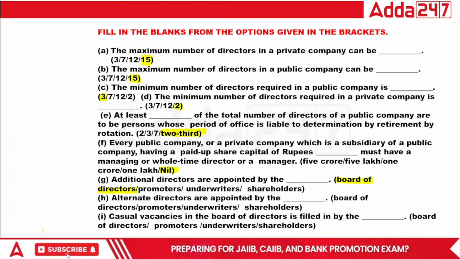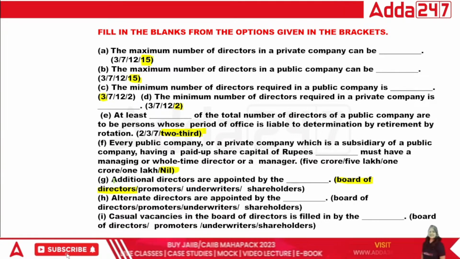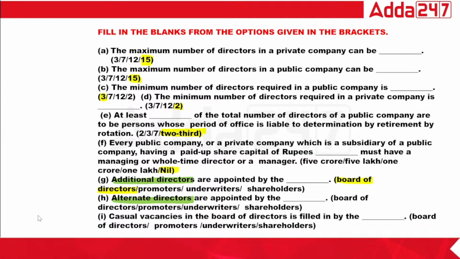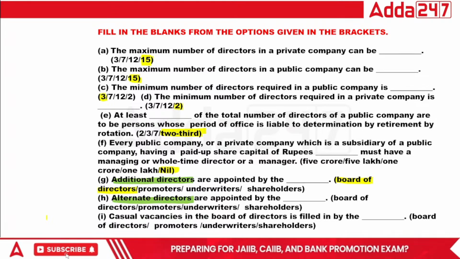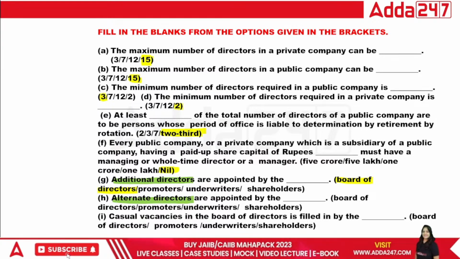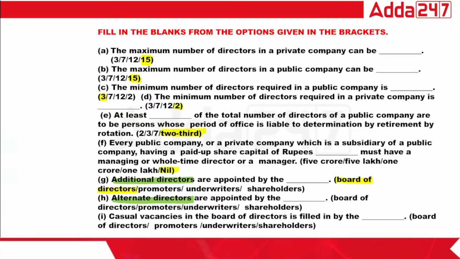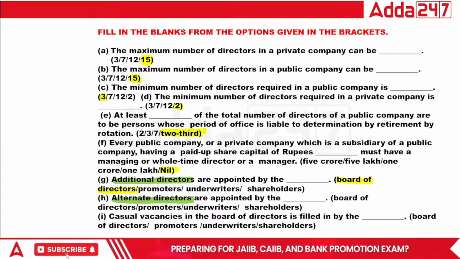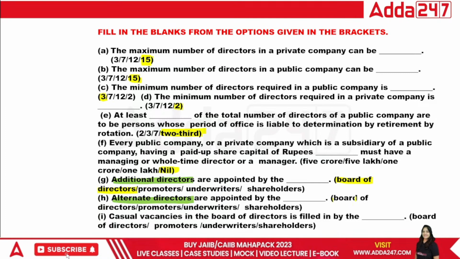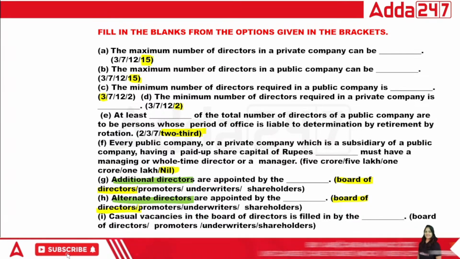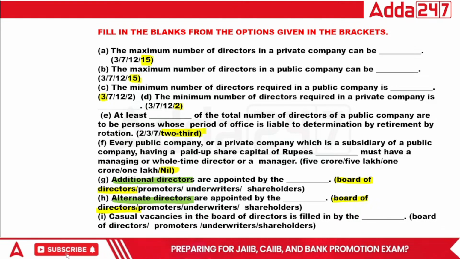Alternate directors are appointed by, a very good question. Alternate directors are appointed by which person? Directors, promoters, underwriters, shareholders. So here in this point, the board of directors is the right answer. Okay, board of directors. Now, the last one.